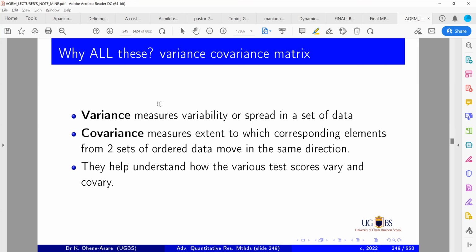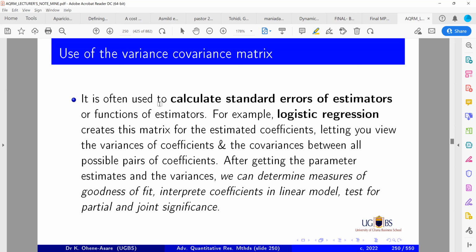You're able to determine the p-values. You're able to determine whether a particular variable is significant or is not significant. This is what helps you to be able to get all of that. Okay. And you are able to determine all of this. Just that for some of you, you have never looked at it naturally. When you are calculating the standard errors of the estimators, you need this variance covariance matrix. In a logistic regression, you are creating a matrix for the estimated coefficient. Okay. You're creating a matrix for the estimated coefficient. You need this. It will help you to see the variances.